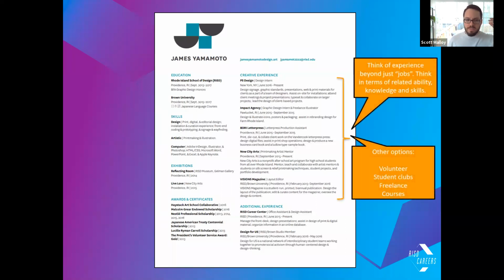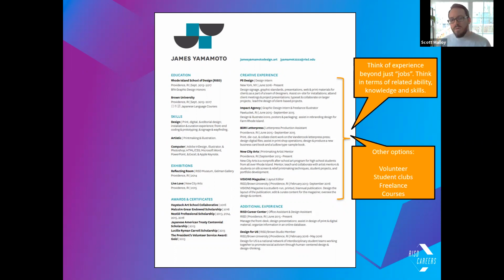So if we look at this example from James Yamamoto, you'll see an example of what I'm talking about. This category does have internships and paid positions, so it does include those traditional ideas. You can see there's the PS design intern role, the impact agency freelance and intern position, a letterpress production assistant. So, traditional internships and work experiences.